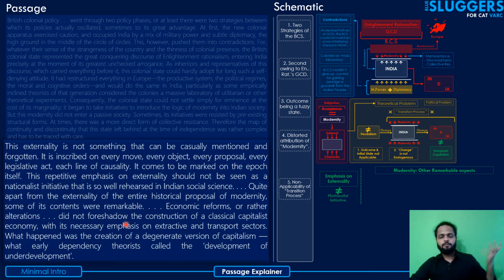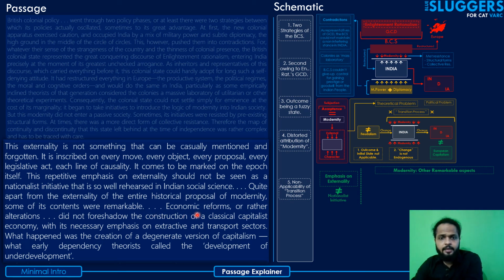Okay, it's something remarkable. Wow, wonderful. No, that's not the connotation he has used. He's used it in a more objective connotation. He basically says it's something that should be noticed, that is noteworthy, that is worth a remark, as in remarkable. So he says that quite apart from the entire historical proposal of modernity, some of its contents were remarkable.